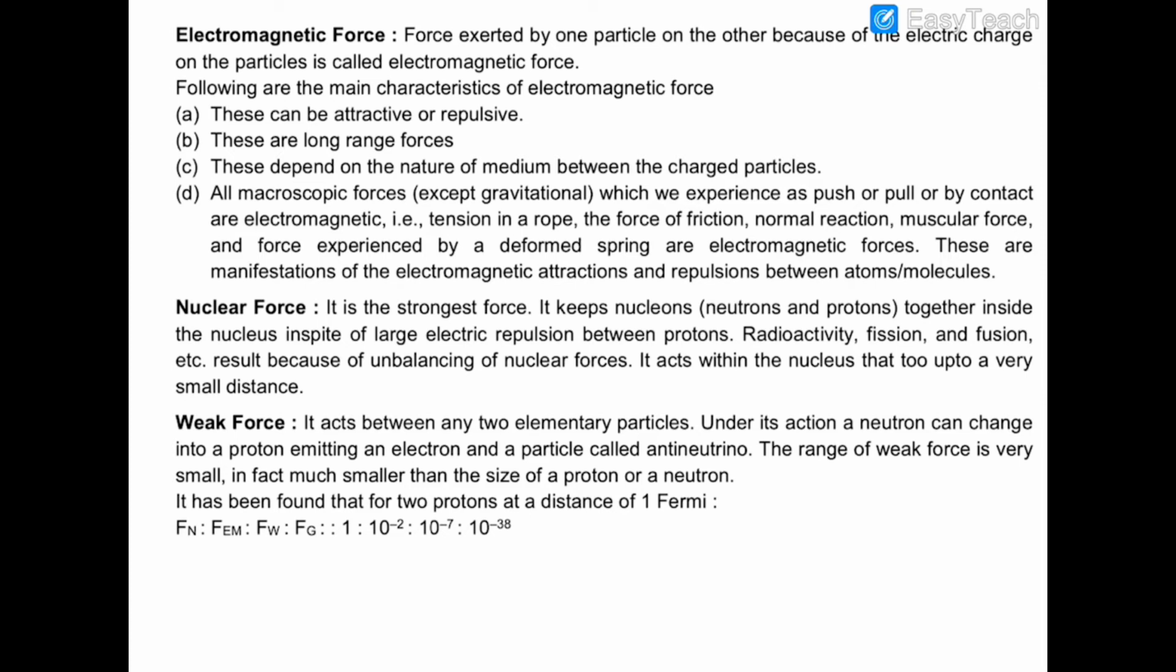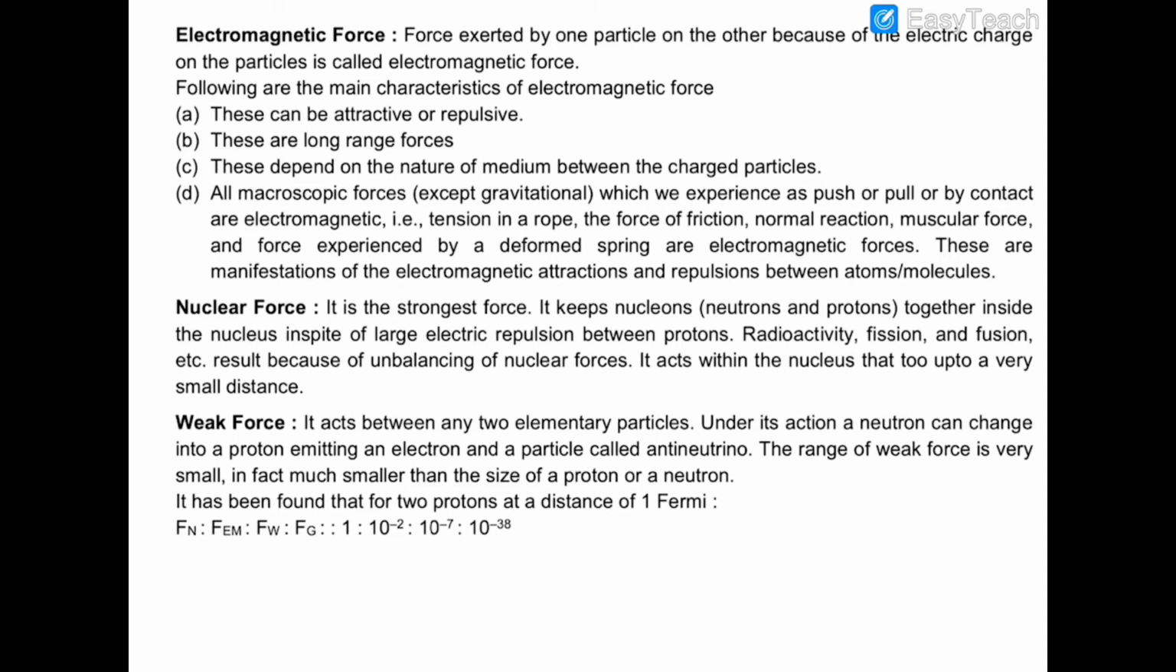And these forces depend on the nature of the medium between the charges. So we cannot say that the force acting between two charges kept in vacuum and the same two charges kept in water at the same distance will be the same. The electric force acting between two charges kept in water will be different as compared to the electric force acting between the same two charges kept in vacuum.